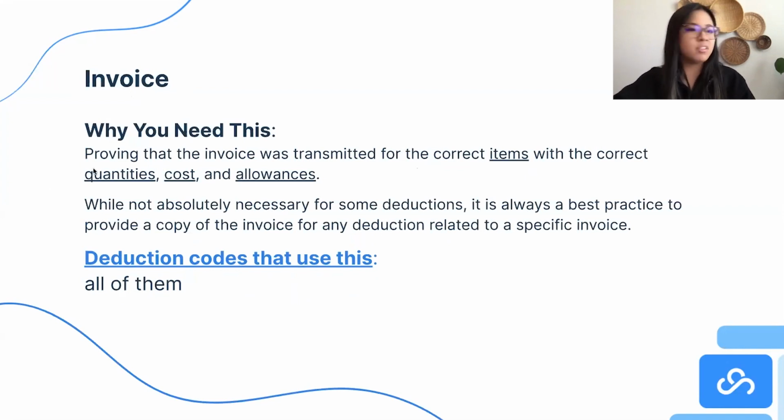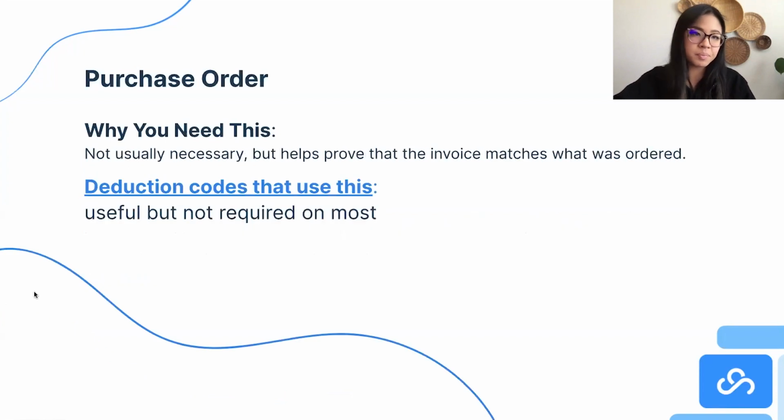The next kind of proof documentation that you need is an invoice. Typically you would need this to show Walmart that the invoice was transmitted correctly, that it was for the correct items with the correct quantities, cost, and allowances. We made a note here that it's not necessary for all types of deductions, just because Walmart should technically have this information, but it doesn't hurt to provide a copy. And usually this is something your team can easily generate because you are the ones sending the invoice.